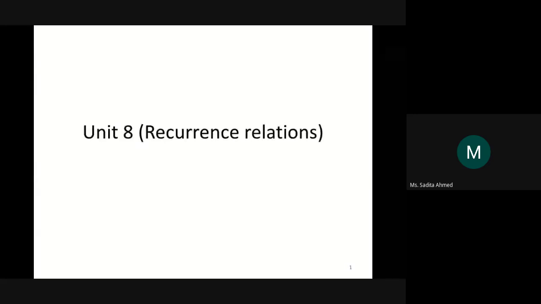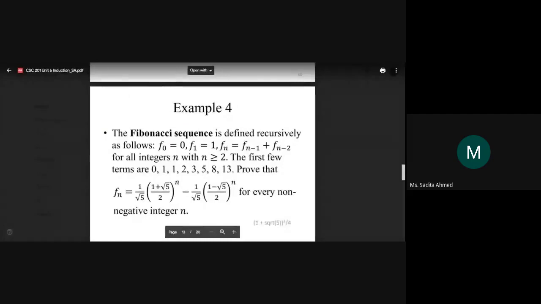Recurrence relation বলতে কি বুঝায়? মানে using a relation to recursively define a sequence or recursively solve a problem. Miss, you've seen that. Fibonacci? Very good. Exactly. Fibonacci. Remember the Fibonacci sequence?